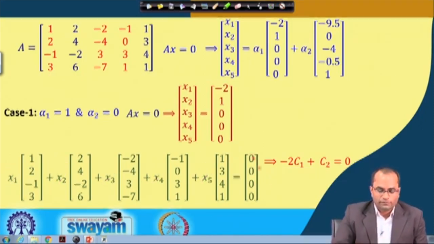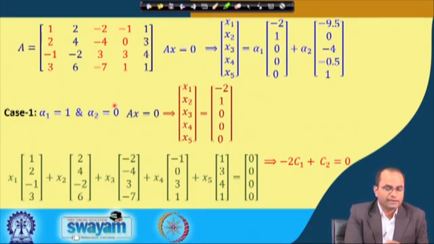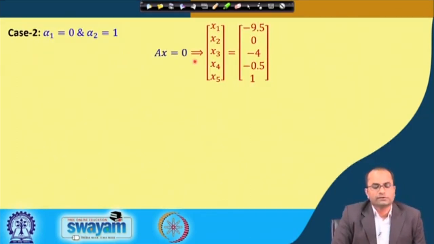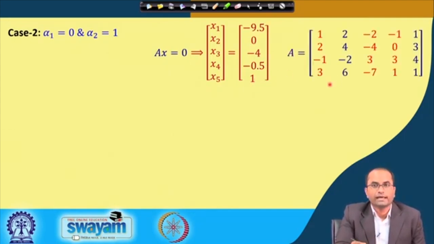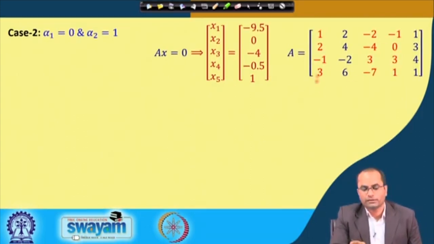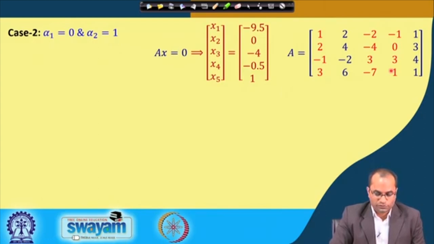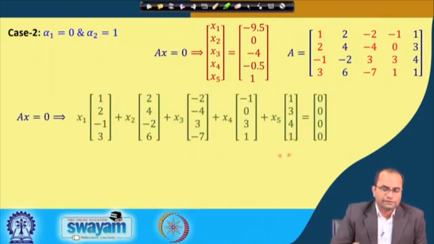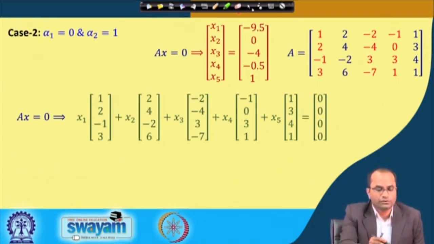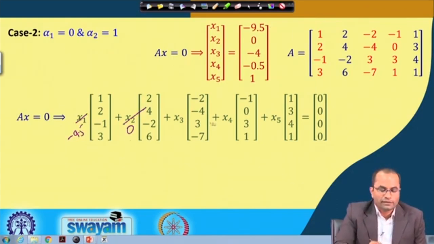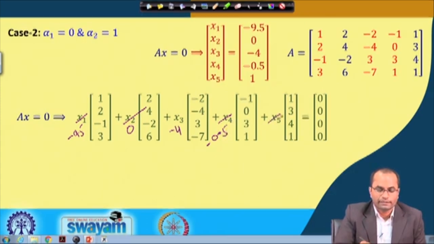One more observation quickly. We will take another case where we choose alpha 2 as b1 and alpha 1 as b0. That means our solution of Ax equal to 0 is now given by minus 9.5, 0, minus 4, minus 0.5, 1 as this vector, and A was given already. Again, the first column, third and fourth are the columns which have the pivots in the reduced form. So, here Ax equal to 0, with this observation we will fix the solution. The solution says minus 9.5 here, then 0, and x3 is minus 4, and then x4 is minus 0.5, and then x5 is 1.